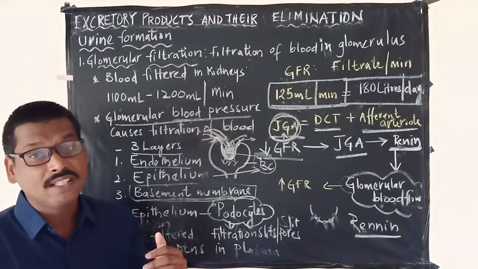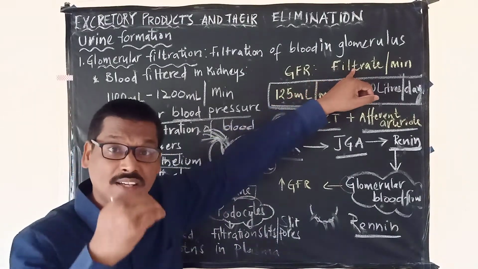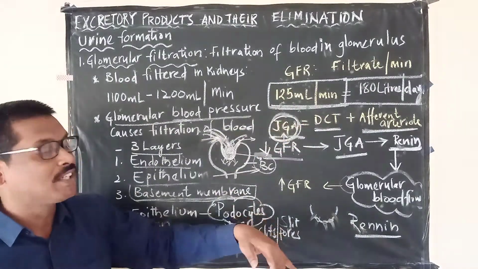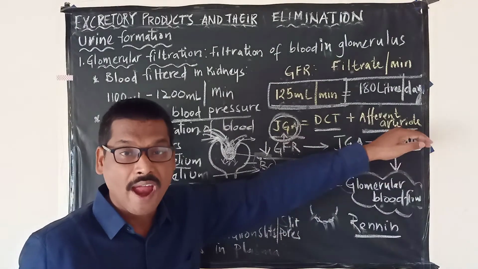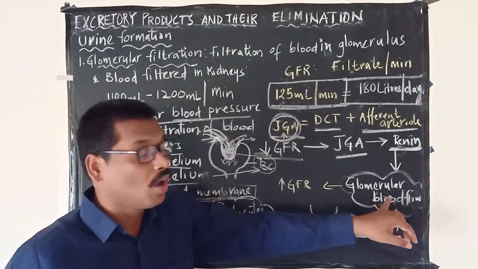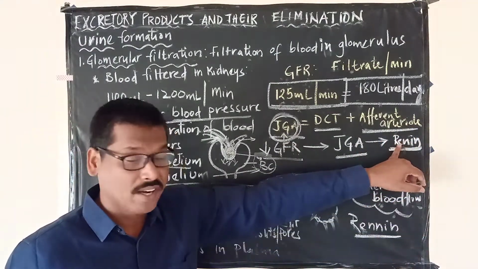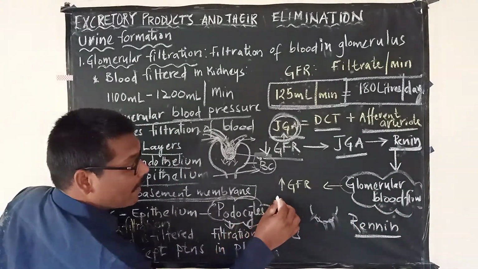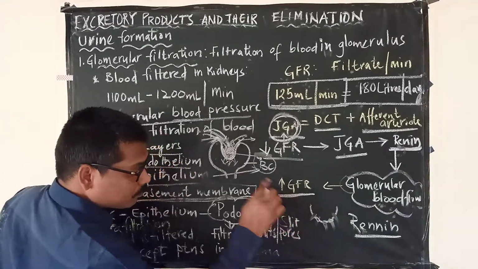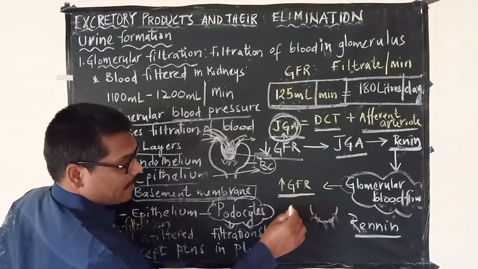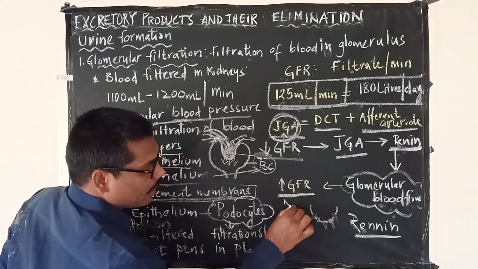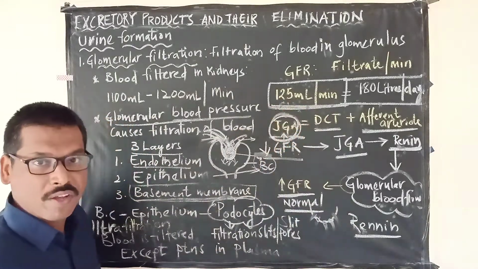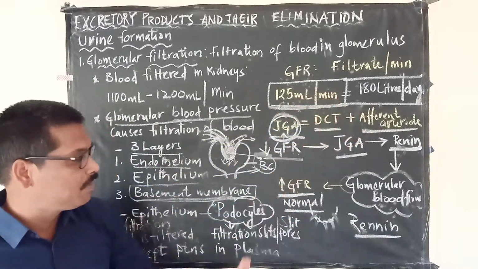Because why is it required? Because the filtrate rate is decreasing to less than what? 125 ml per minute. But it should not happen like that. So that's why what happened now? Renin is released, and this renin will be stimulating the glomerular blood flow, thereby increasing what now? Glomerular filtrate rate, and bringing this glomerular filtrate rate to normal. Normal means how much now? 125 ml per minute.